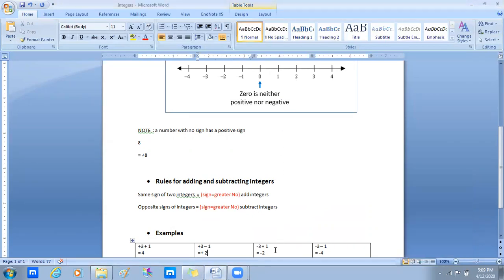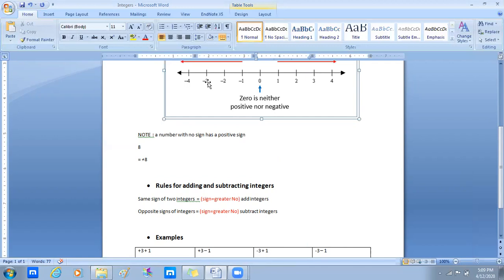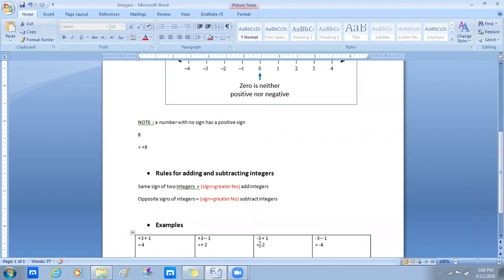Now move on to the third example, that is minus 3 plus 1. It means that we are on minus 3 right now and we have to move forward, because it's a plus sign. How many steps? 1. We are on minus 3 and we have to move 1 step forward. So when we move 1 step forward, we will come to minus 2. So our answer is minus 2. Just check out the answer.